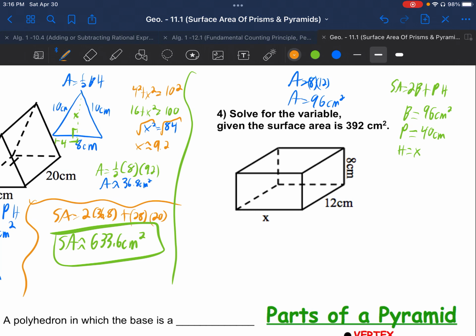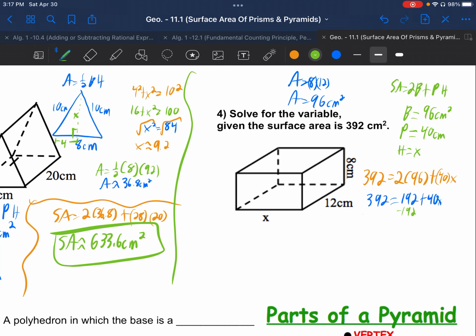We'll plug in what we know into this formula and solve for what we don't, because we know the surface area is 392 square centimeters. Put that as surface area: 2 times the area of the base, 96, plus 40 times x. And now this just turns into any algebra problem where you start solving for x. So 392 equals, I'm just going to go ahead and do 2 times 96 and get 192 plus 40x.